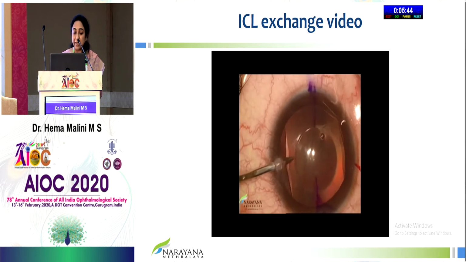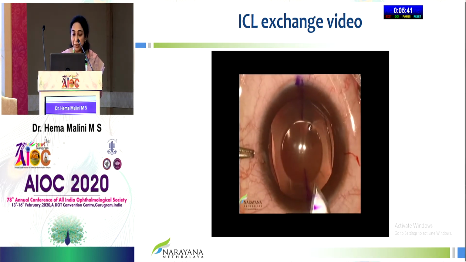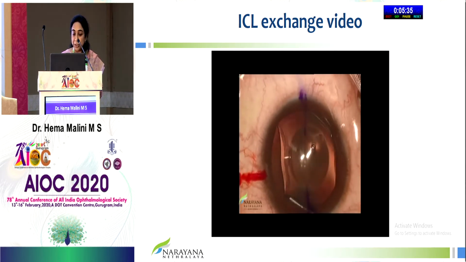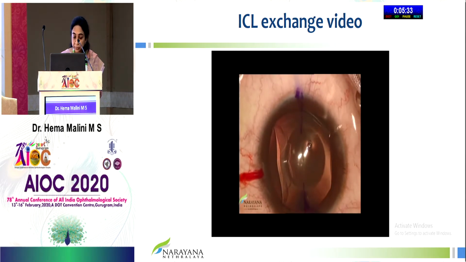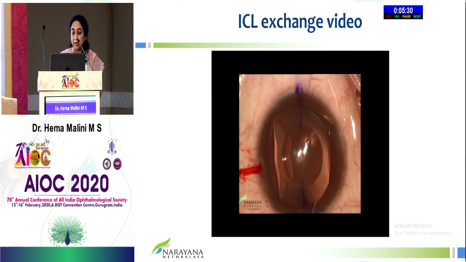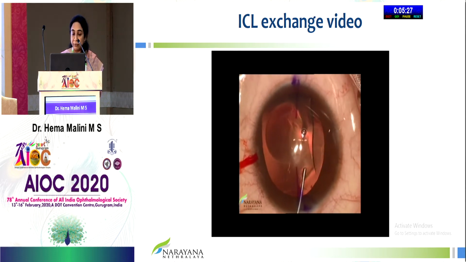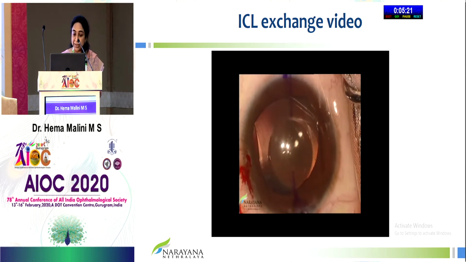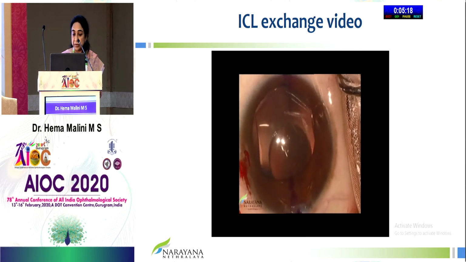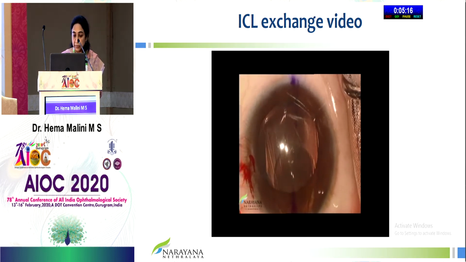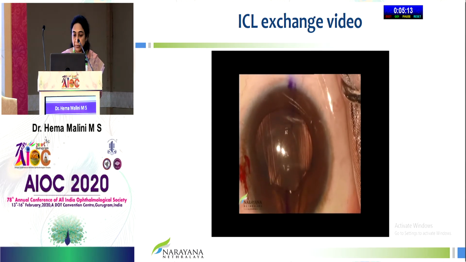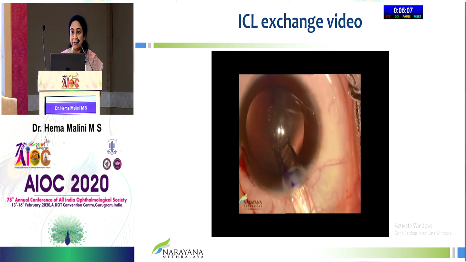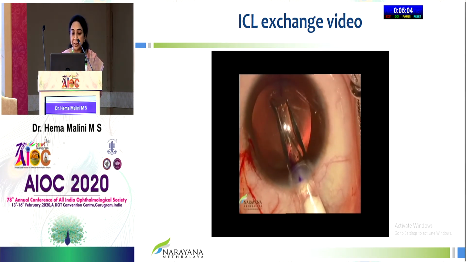So once the pre-op marking is done for the exchanged ICL to be implanted, the pre-existing ICL that is already there is gently manipulated into the anterior chamber and explanted. We can either use the ICL loading forceps or a McPherson to remove the ICL. It comes out in toto easily through the incision itself. So this is next followed by a routine phaco, and in this case a trifocal lens was implanted.